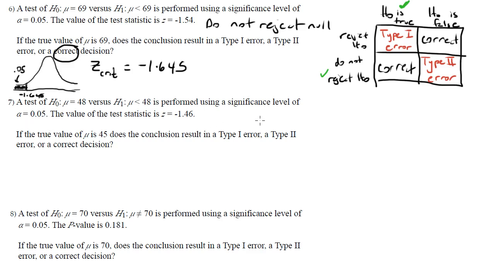First, determine if we accept or reject. Then we see if we made a type 1 error or a type 2 error. Pretty straightforward process. Let's try again.